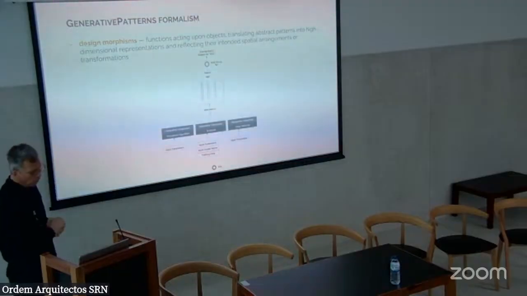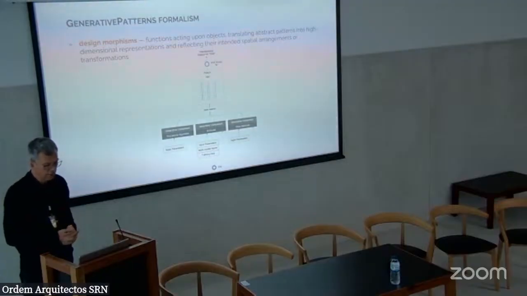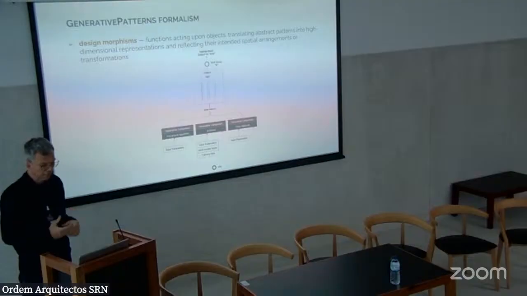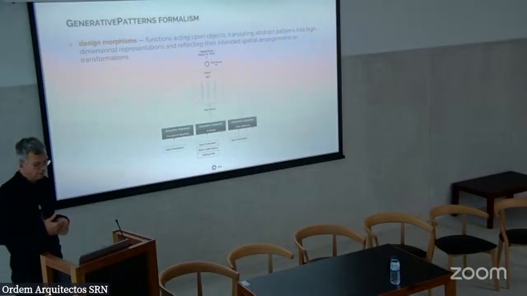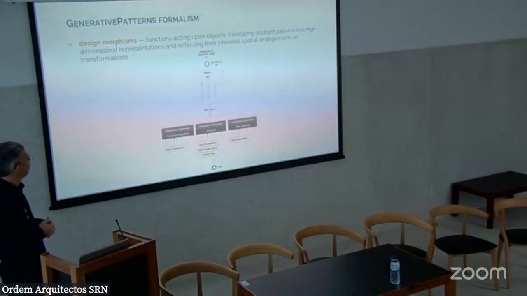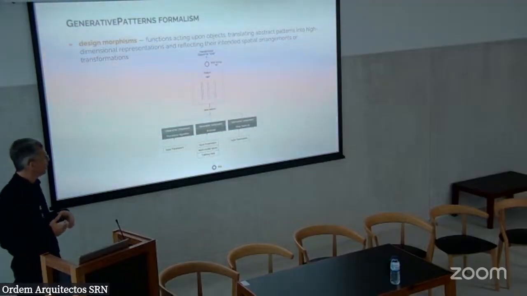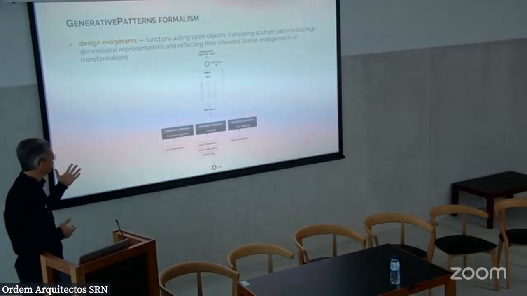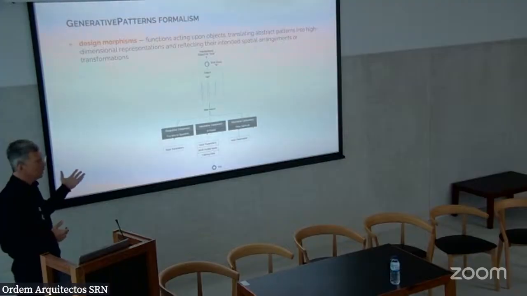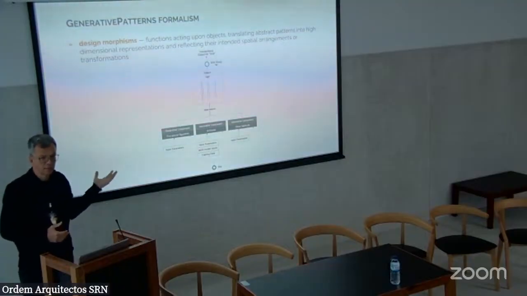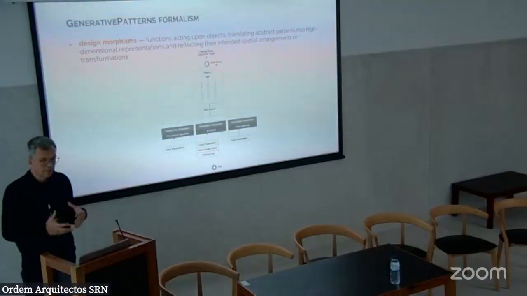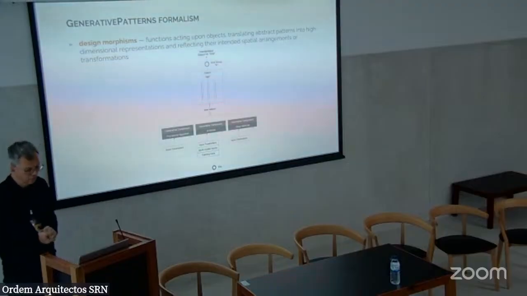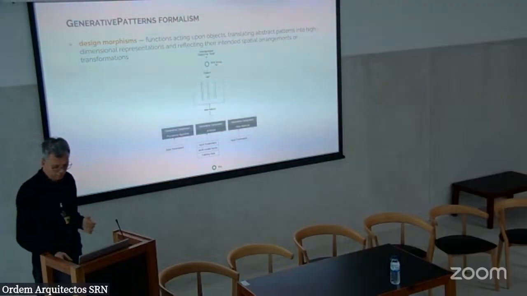Then the design morphisms are the functions that act upon these objects, and they translate the abstract patterns into the high-dimensional representations, reflecting the intended spatial arrangements or the transformations. So in this particular case, of course, for a grid, it could be quite straightforward, but in general, we could imagine that it could be a procedural algorithm, like we will demonstrate with our parametric model, but it could also be an AI model or other methods that take these inputs and then translate them into the appropriate output.